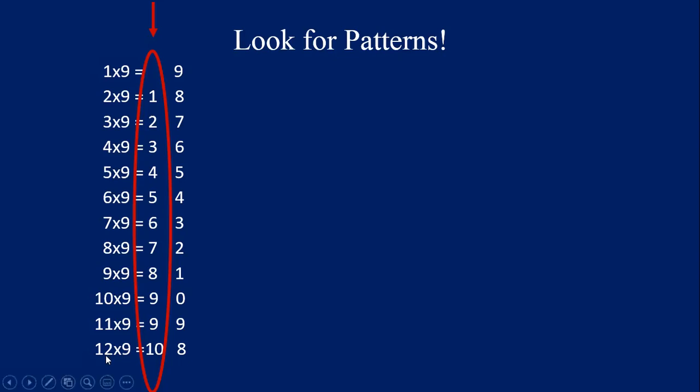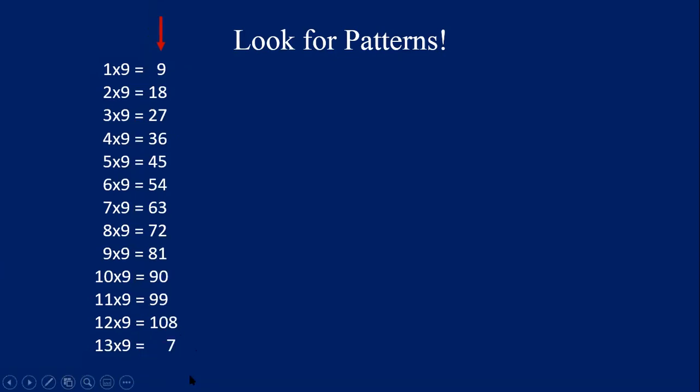To find the answer to the next equation of 13 times 9, let's count down in the ones place. So we have 9, 8. What comes next? 7. And let's count up in the tens and hundreds place. We have 9, 10. What's next? 11. And there's our answer. 13 times 9 equals 117. And look, if you add these numbers together, 1 plus 7, what's that total? 9. So we know it's correct.